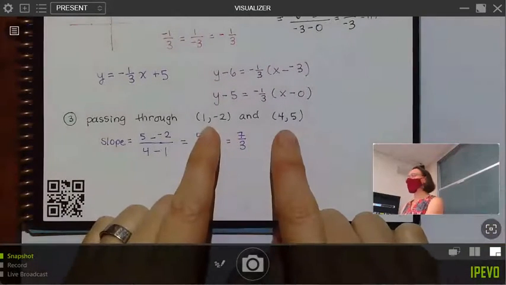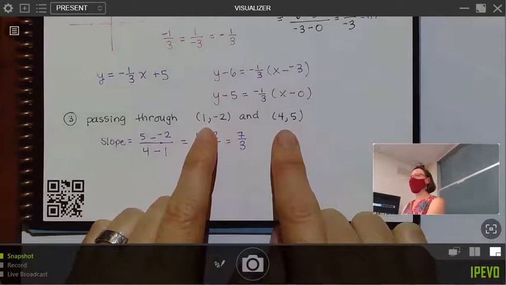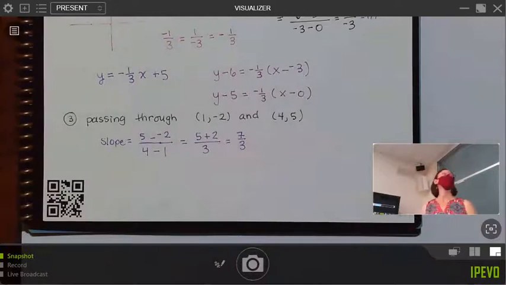Neither of these points have an x value of 0. Specifically, the y-intercept is the place where the x value is 0. Since we don't have that, I'm going to choose the second version of the equation and go for point slope.